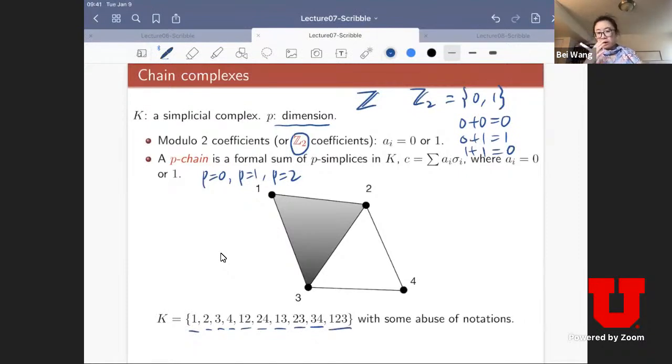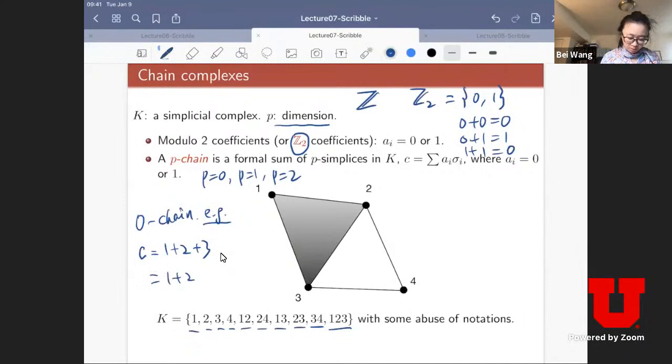Now, remember I said I'm going to ask you to give me an example of a 0-chain. What is an example of a 0-chain? Remember my definition: a 0-chain is a linear combination of vertices. So a 0-chain can be, let me just use C for chain, one 0-chain is going to be 1 plus 2 plus 3. That is my 0-chain. It's a linear combination, and because I'm using 0, 1 coefficients, I'm going to ignore the 0 coefficient. Really, I can say this is 1 plus 2 plus 3 plus 0 times 4, meaning that I don't include 4. But I'm going to ignore anything with a 0 coefficient, so I only care about coefficient 1 right now. So a 0-chain can be 1 plus 2 plus 3.